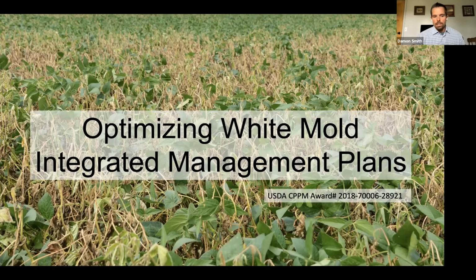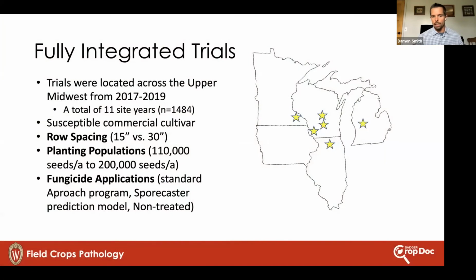I'd like to take the last few minutes here just to show you where we're headed in terms of integrated management plans. We did receive a USDA CPPM award in 2018. We're finishing up our third year of work here. We're in the final stages of draft for a research publication that's going to be submitted pretty soon to the Journal of Agronomy, looking at this integrated management practice, where we layered planting populations on top of row spacings and then layered fungicide applications on top of that.